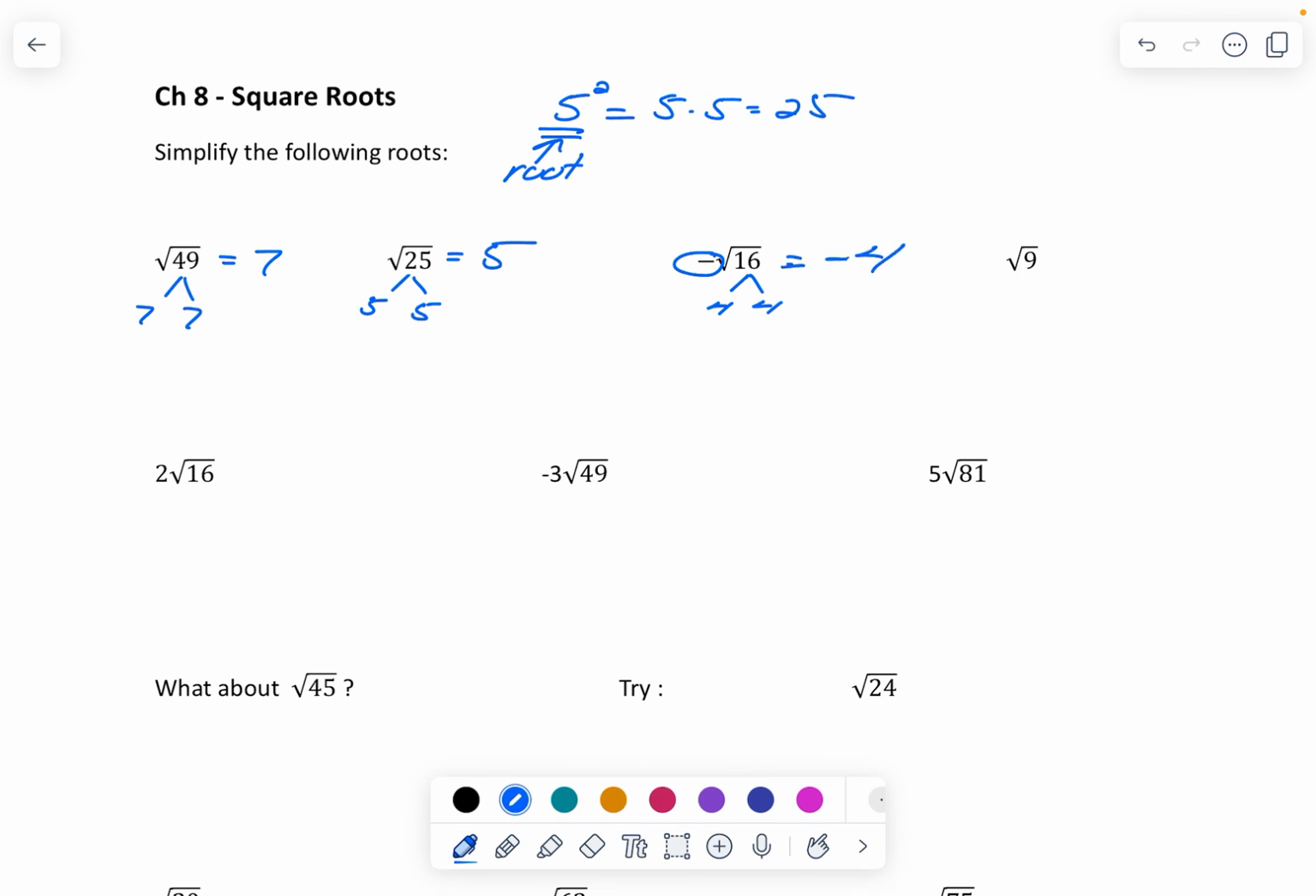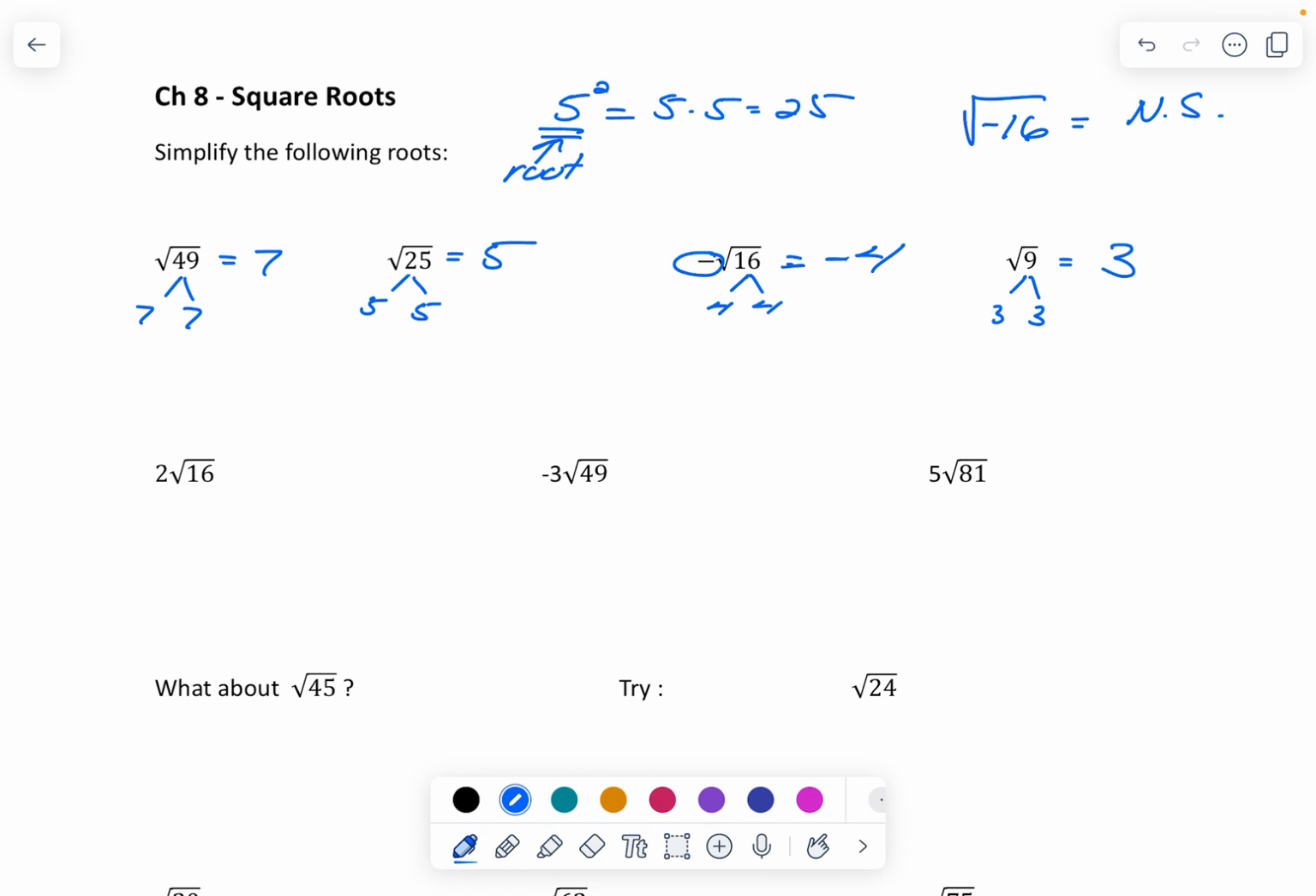Notice, though, we don't have this problem here. So this one here is no solution, because there is no number times itself that will be negative. So this one's okay because the negative's in front, but the negative inside, that's no good. So you won't see that one. We know that's 3 times 3, so that's 3.